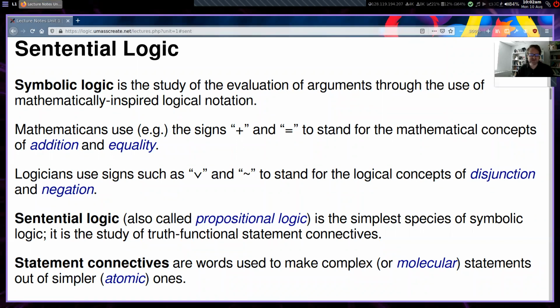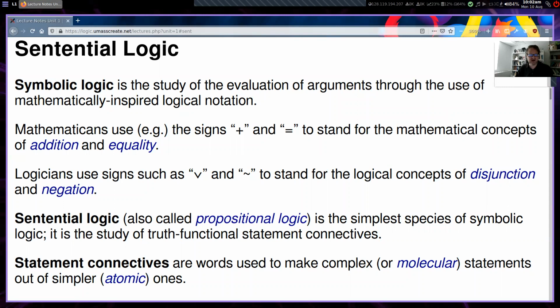And you're probably used to symbols like the plus sign or the equal sign in math to stand for things like addition and equality. We're going to use signs like this V-shaped wedge and a wavy line, tilde, to stand for the logical concepts of disjunction and negation. These are elements of the form of arguments. I'll say more about what those concepts actually mean in a bit.